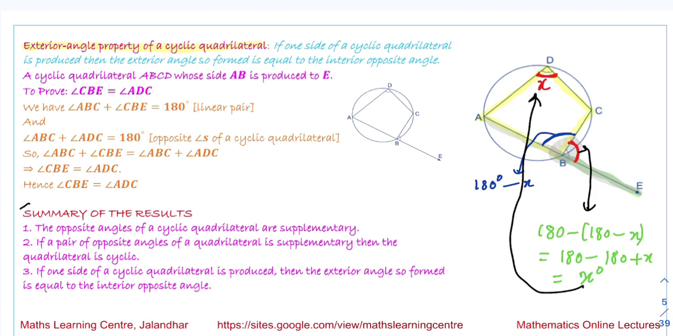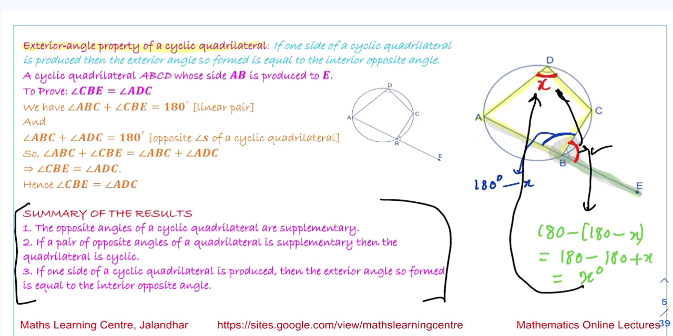So we have proved three theorems over here. The first we have proved is that the opposite angles of a cyclic quadrilateral are supplementary. Second, if a pair of opposite angles of a quadrilateral are supplementary, then the quadrilateral is cyclic. And third is the exterior angle of a cyclic quadrilateral: the angle formed by producing a side gives the exterior angle, and that angle is equal to the interior opposite angle.